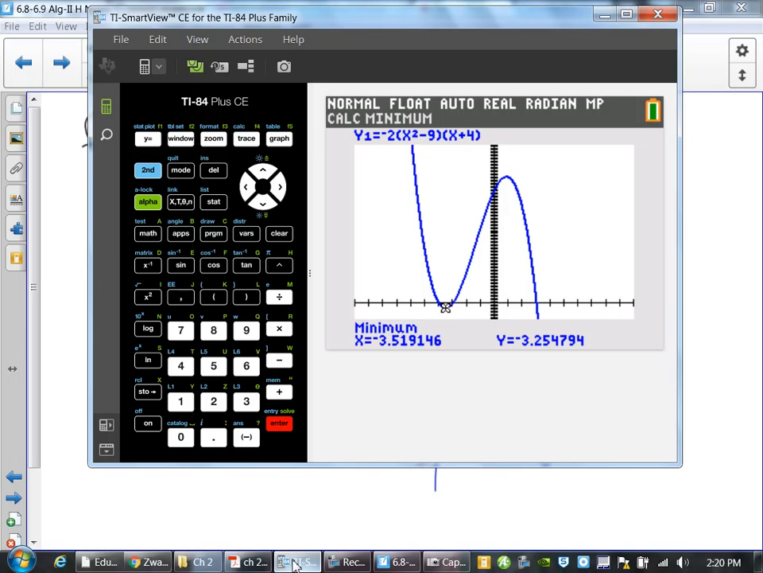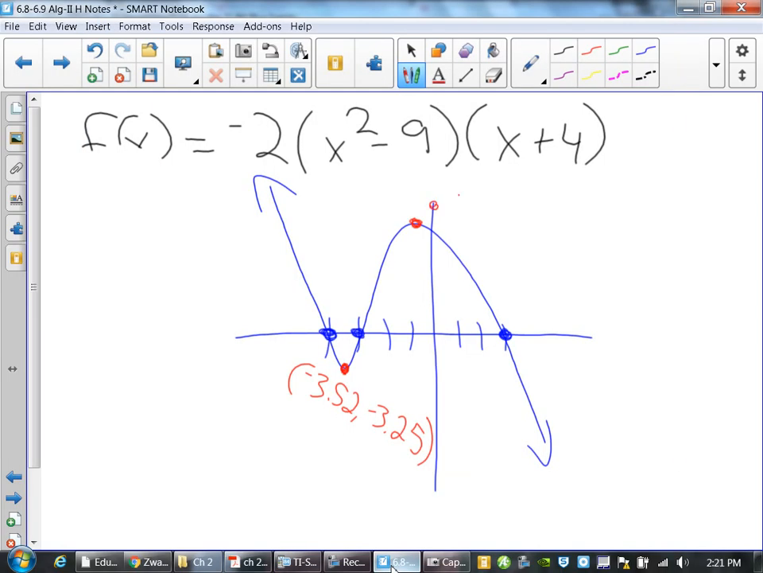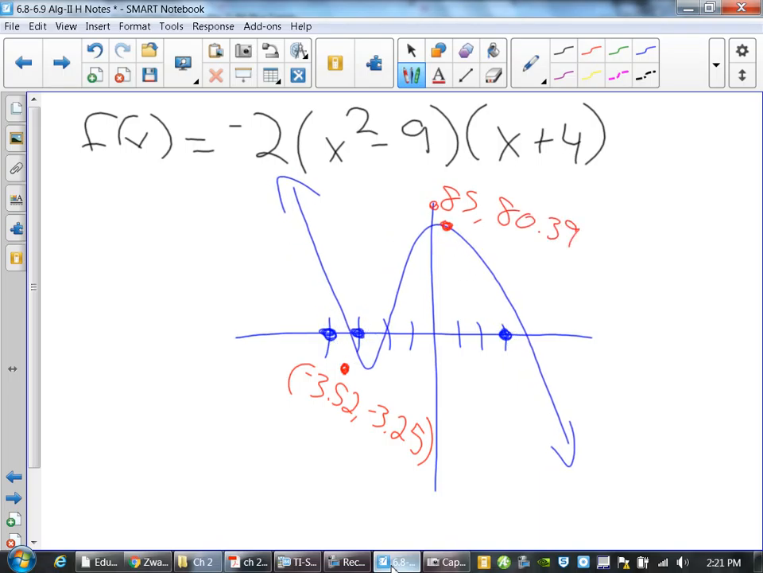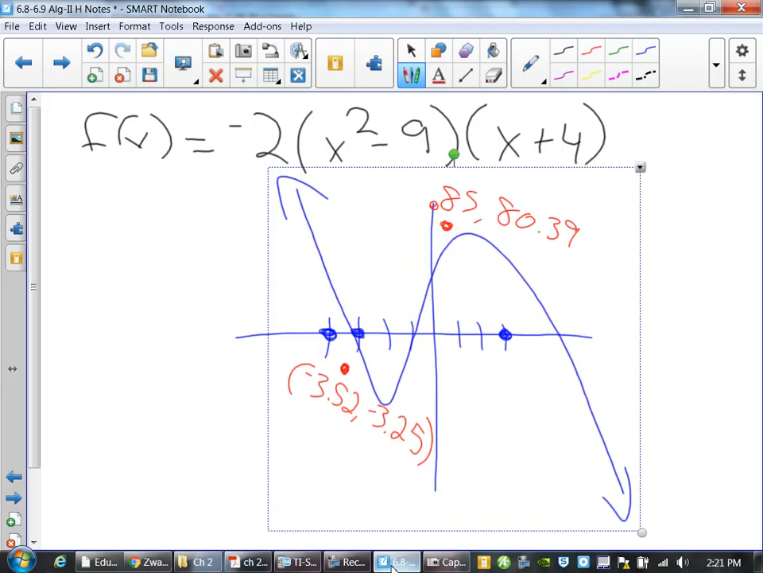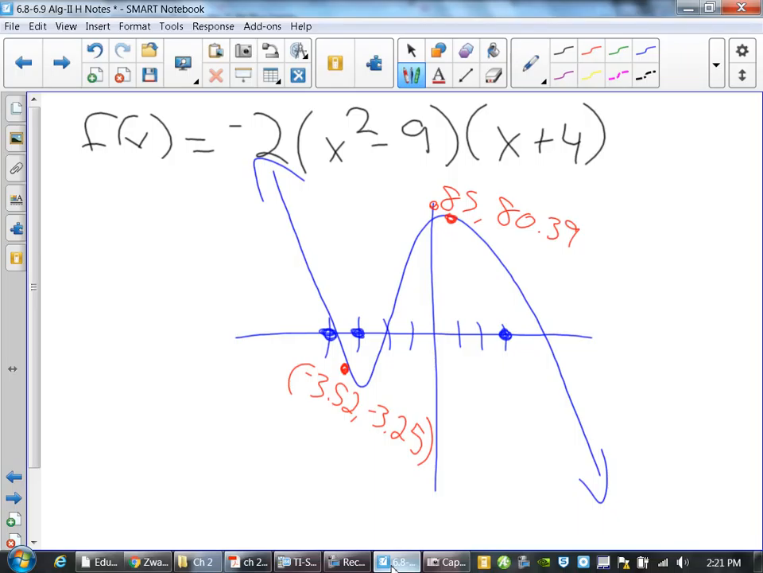And do the same thing for the maximum. And I get 0.85 and 80.29, which means I should probably move this curve over so that it's occurring on the positive side.